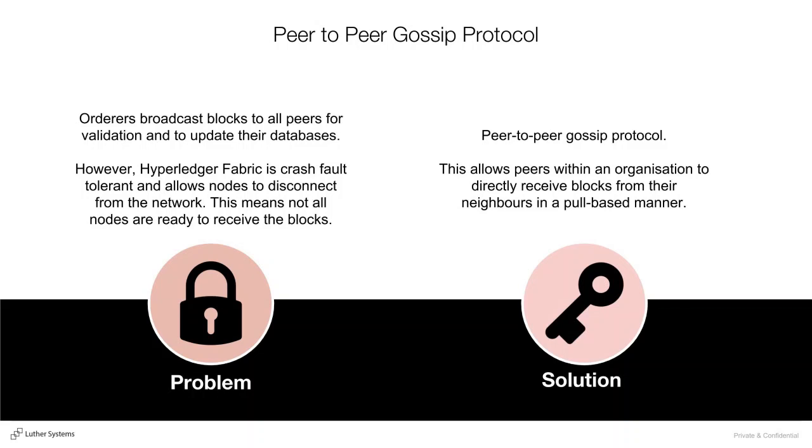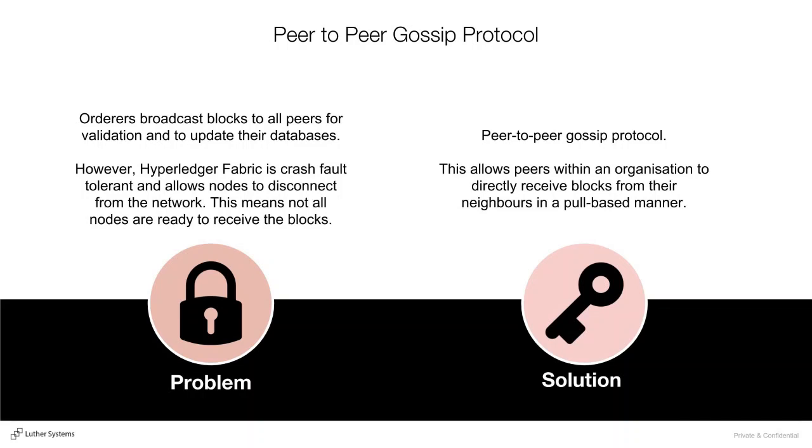But the entire HyperLedger Fabric system is designed to be fault tolerant. Nodes may come and go, they may disconnect from the network, new organizations may join the network, peers may crash, they may get restarted. And so it's not necessarily the case that a peer is ready to receive a block as soon as the orderer has a new block to give to the peer.